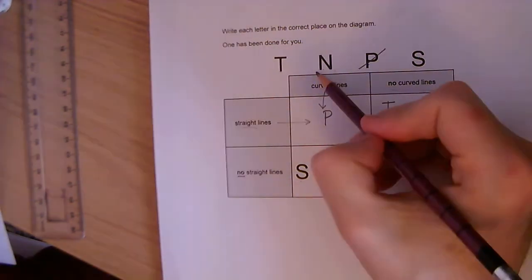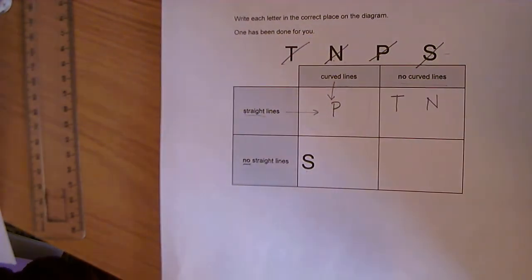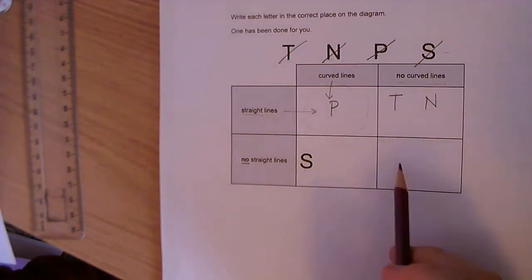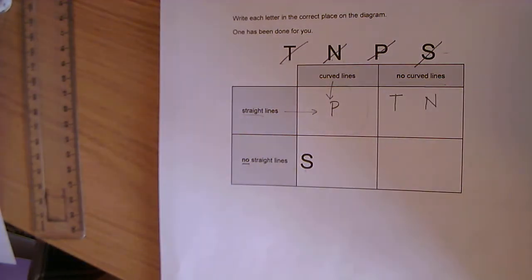And we've finished, and we can't have a letter that has no straight lines and no curved lines. So that's why that box is blank. So you don't always have to fill every box. So that's how those Carroll diagrams work.